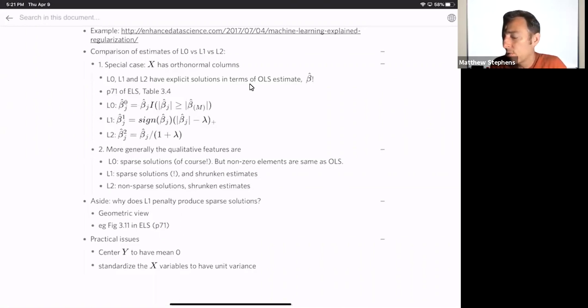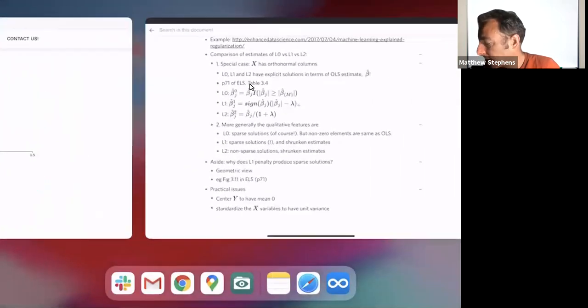The L2 case essentially just divides all the least squares estimates, the beta hat j, by 1 plus lambda, where lambda is positive, so this is dividing them by something bigger than 1. It makes them all smaller by some kind of constant shrinkage factor. You can think of this as shrinking the betas towards zero. When I say smaller, I mean closer to zero: the positive ones become close to zero, and the negative ones get close to zero too. So maybe we can have a picture.